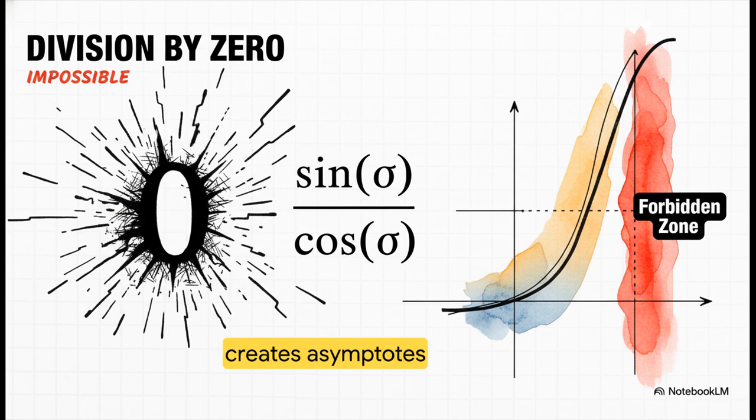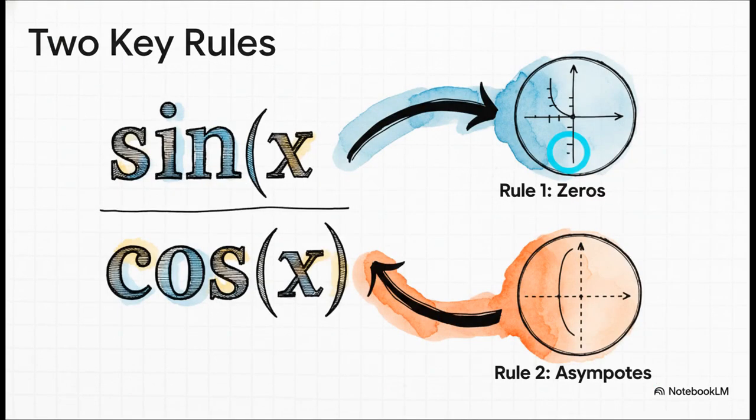And on the graph, these spots create these forbidden zones, these vertical lines we call asymptotes. The curve will get infinitely close to them, but it can never ever touch or cross them. So we can pretty much boil down the entire structure of the tangent graph to just two simple rules. Think of it like a playbook.